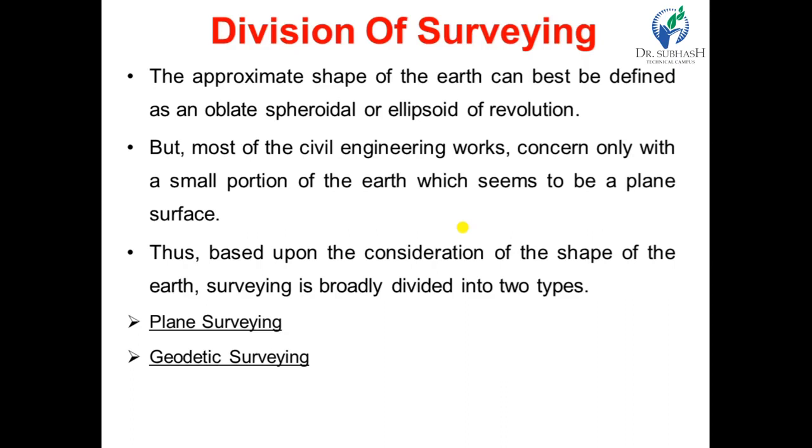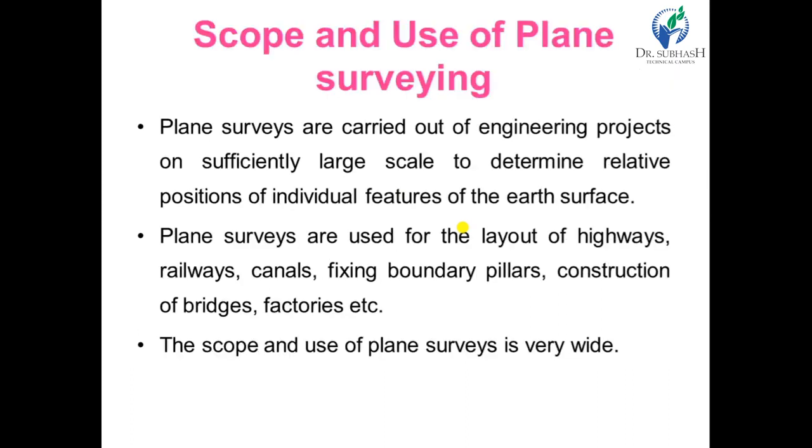But most of our civil engineering work is concerned only with a small portion of the earth, which seems to be a plane surface. But when we work with a larger extent within our earth boundary, the shape is spherical or curved. So based upon the consideration of the shape of the earth, surveying is broadly divided into two types: one is plane surveying and the second is geodetic surveying.